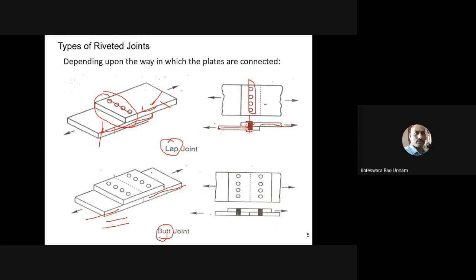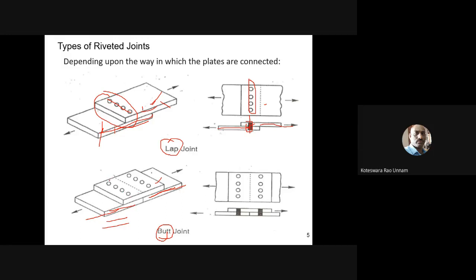In case of butt joint, the plates are placed side by side, which means they are touching each other. If I want to join these two plates through rivets, it is not possible. Therefore, an additional plate which is covering these two plates, I will call it a cover plate. You require a cover plate in order to prepare the joint here. So on these two plates, a cover plate is placed here.